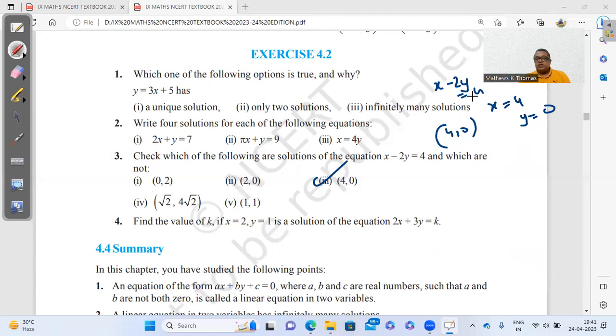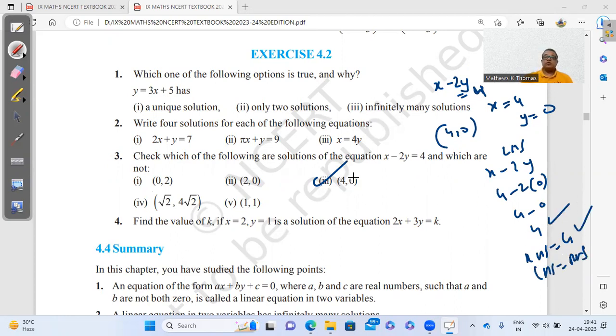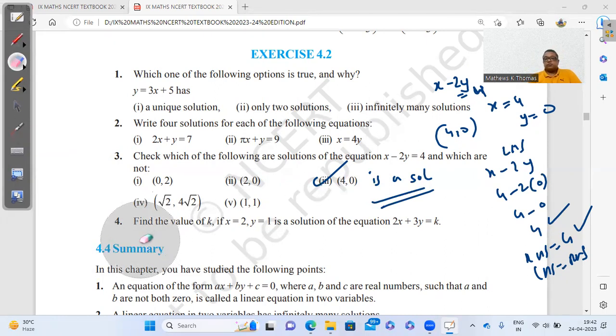So here when I'm solving this, x minus 2y is 4. LHS is x minus 2y. So instead of x, I am putting 4. Instead of y, I am putting 0. 4 minus 0, I'll get 4. RHS is also 4. So LHS is equal to RHS. Why? Because here also 4, here also 4. So this is a solution. (4, 0) is a solution. Just note down this. Why is it a solution? Because both are equal.